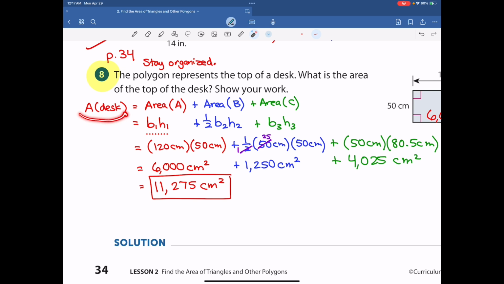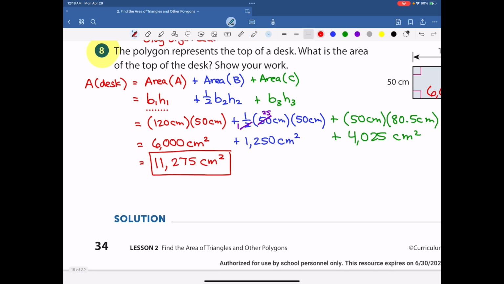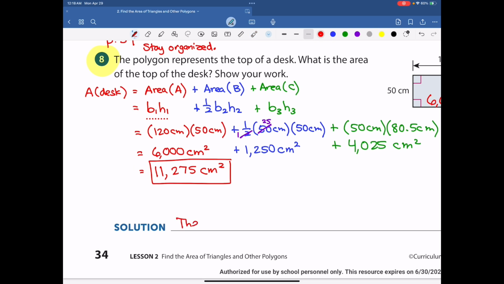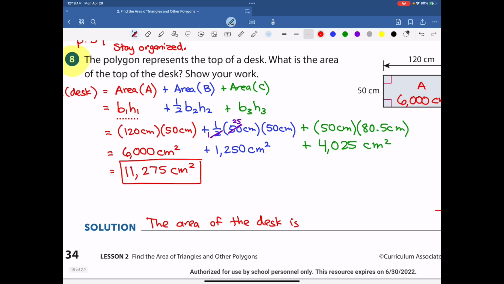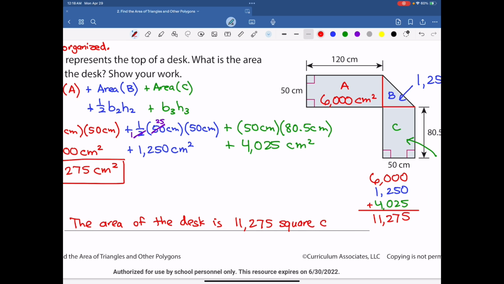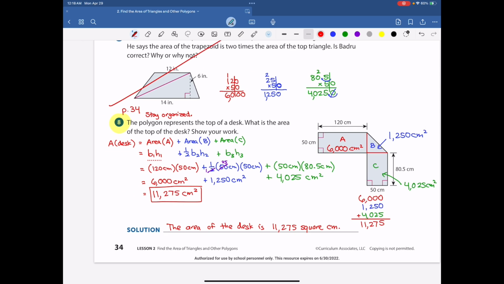So the area of the desk is 11,275 square centimeters. Let's write our complete sentence. The area of the desk is 11,275 square centimeters. And we are done.